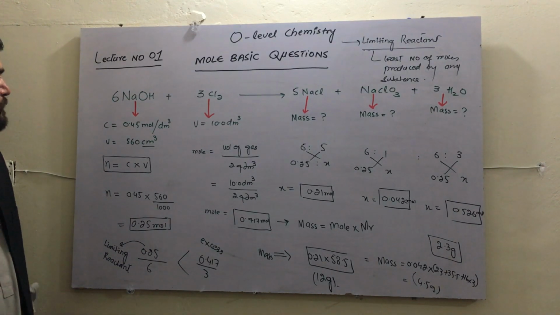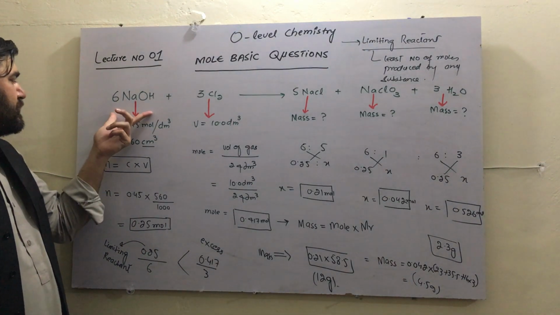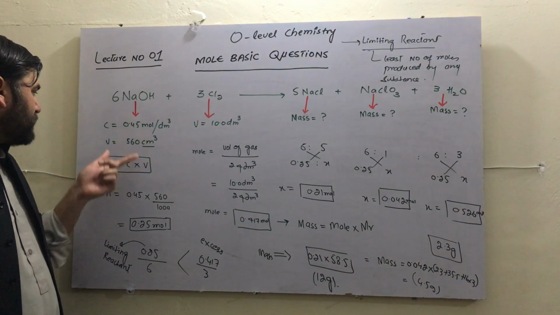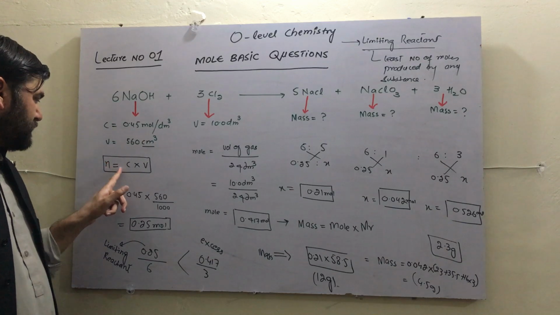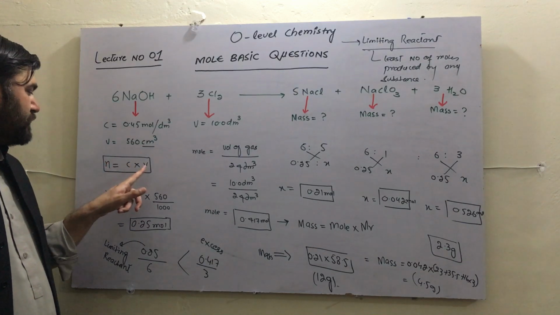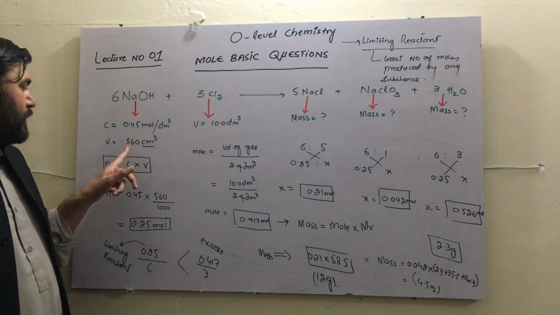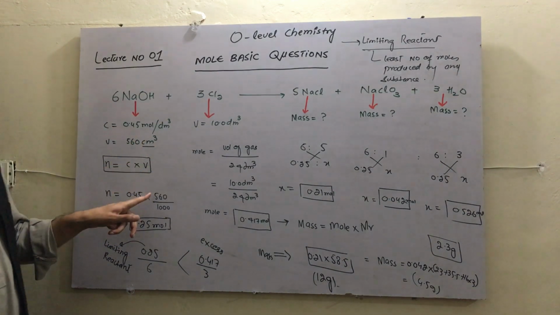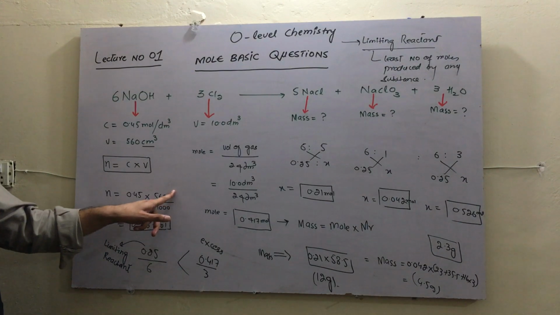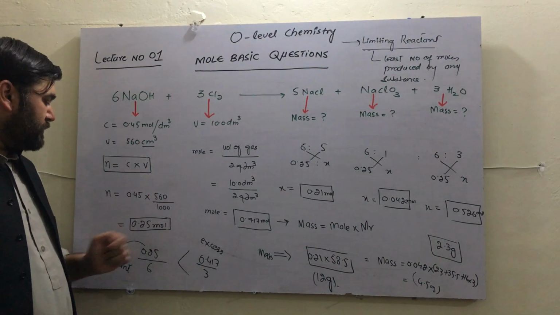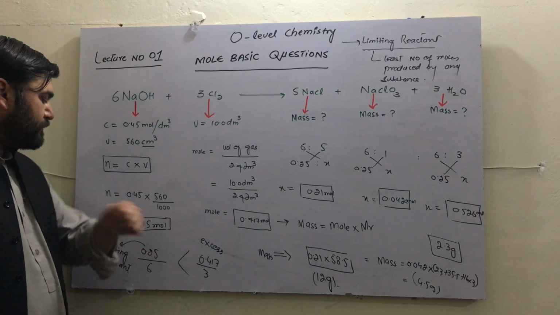Let me revise it for you. This is the NaOH question, and the concentration is given, volume is given. You need to find the mole from the concentration and volume. The formula is n is equal to C into V, C is concentration, V is volume. So concentration is 0.545 and volume is 560 centimeter cube. You need to convert 560 cm cube into dm cube by dividing by 1000. So 0.25 will be the mole.